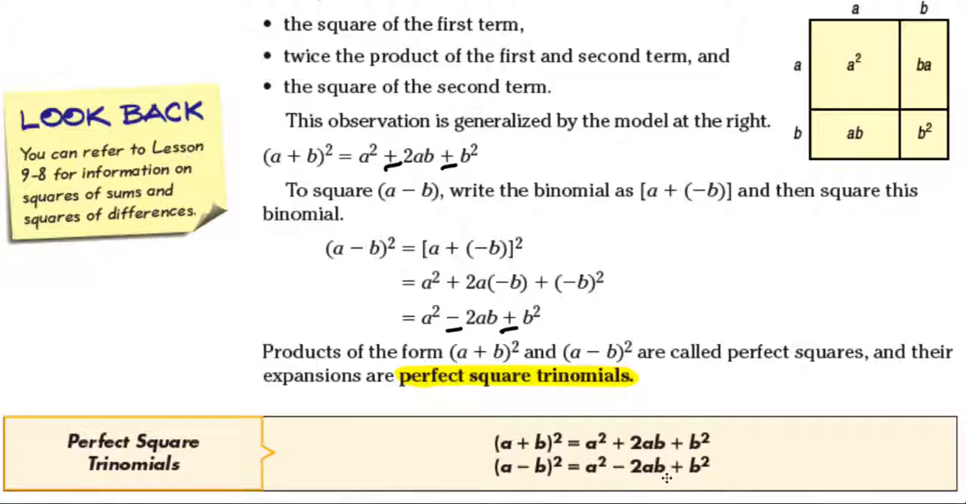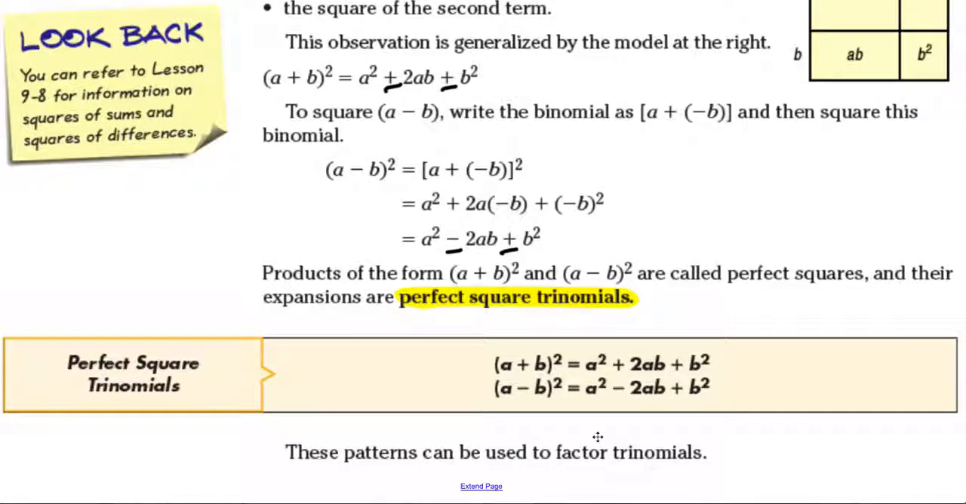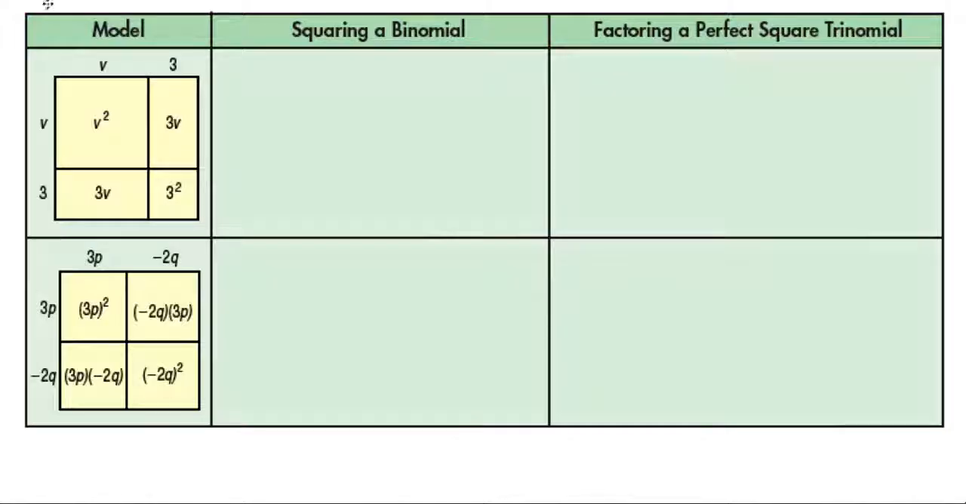Remember, we did this at the end of chapter 9. We call this, in our special products, the square of a sum and the square of a difference. In the factoring method we now call this perfect square trinomials, and these patterns can be used to factor trinomials. So basically we can simply use this pattern to factor certain trinomials, and let's see how we can use this.